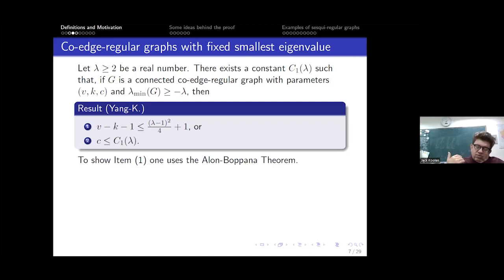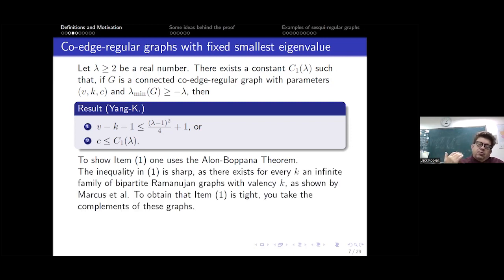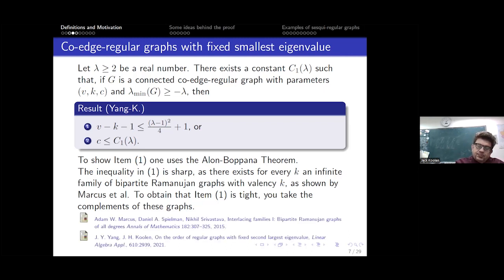To show item 1, you need to use the Alon-Boppana theorem, and the inequality in 1 is sharp, as there exists for every k an infinite family of bipartite Ramanujan graphs with valency k, as shown by Marcus and others. To obtain that this is really sharp, you take the complement of those graphs. That is where you get this equality. There's this paper in Annals of Mathematics where they showed it.